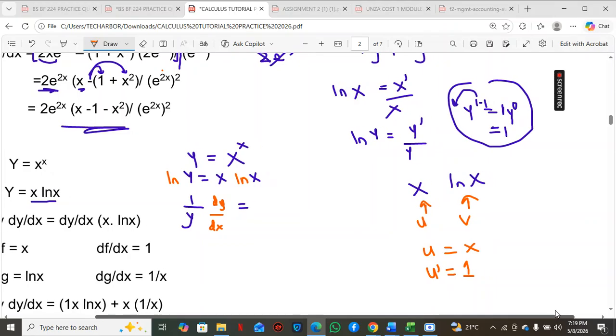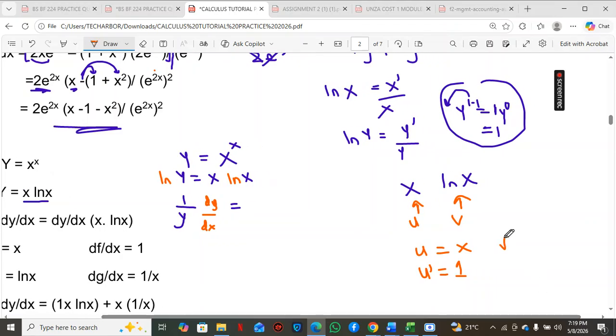Yes. Our v is the natural log of x. V prime, when we derive the natural log of x, remember as I said, natural log of x, x prime over x. X prime means you're just going to derive this x. When you derive this x, it becomes a 1. You just say 1 over x.